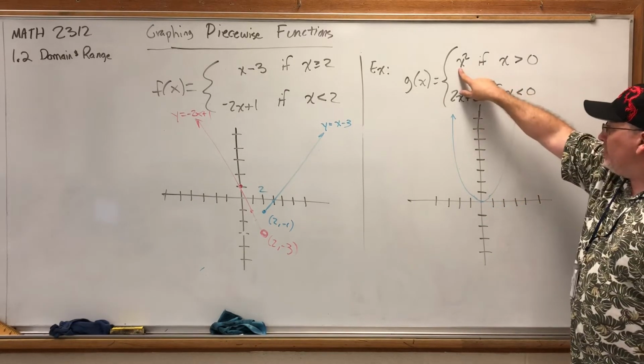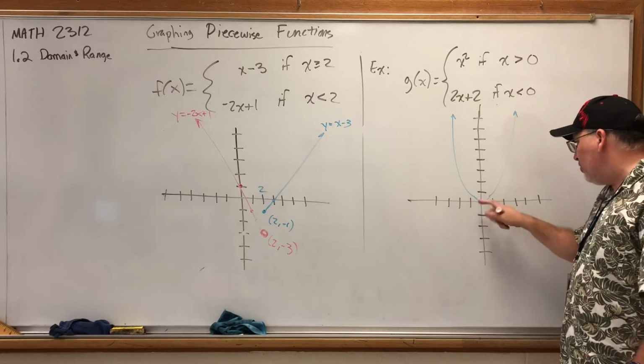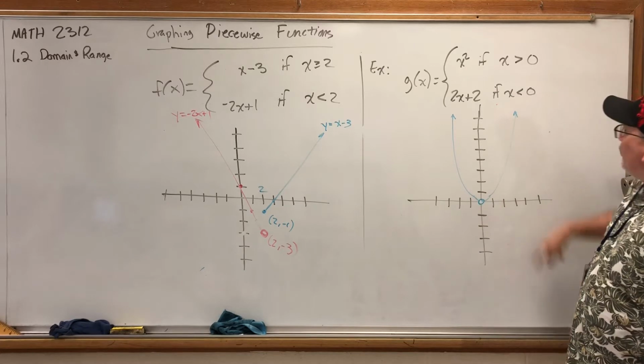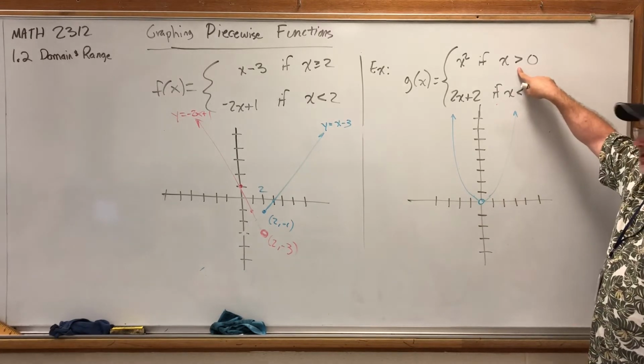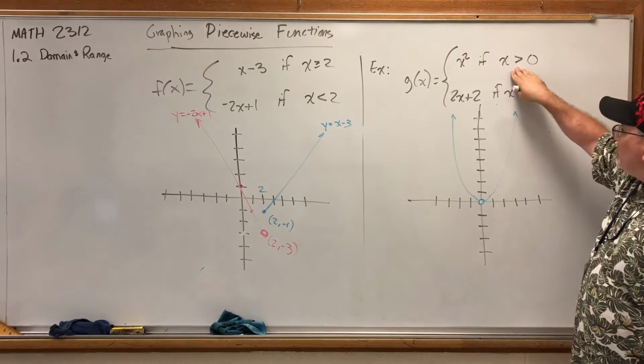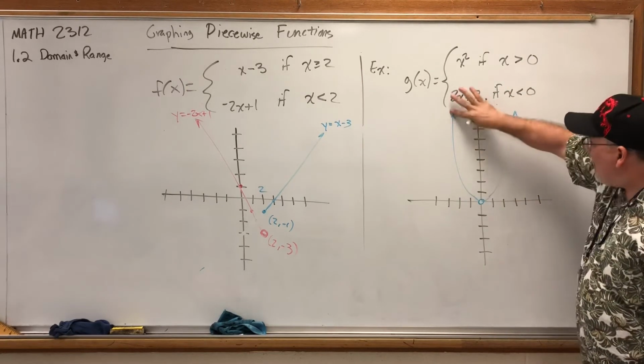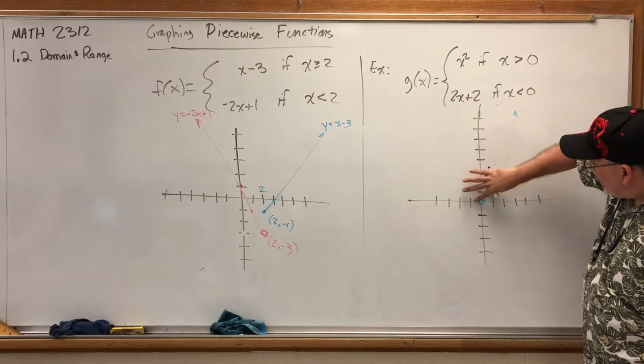When I put in 0, I get out 0. Of course, that's the origin. However, it's not part of the parabola because this doesn't allow x to equal 0. And because this domain part of the function is only for x greater than 0, we want the right half of the parabola and not the left half.